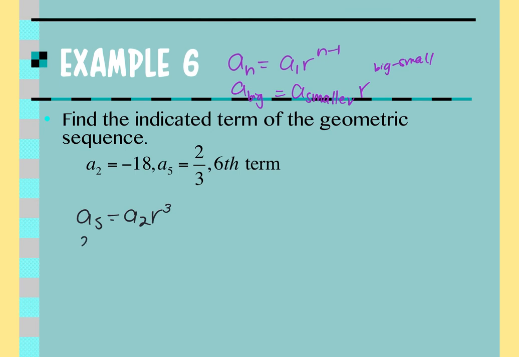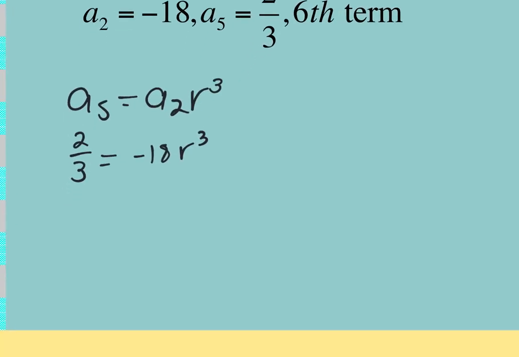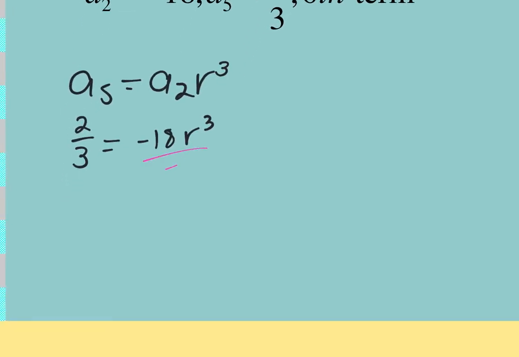So A5 is 2/3. A2 is negative 18 times R to the third. Then I have to divide both sides by negative 18 or multiply by negative 1 over 18. 2 goes into 18 9 times, and I get negative 1 over 27 equals R to the third. I cube root both sides, and R is negative 1/3.